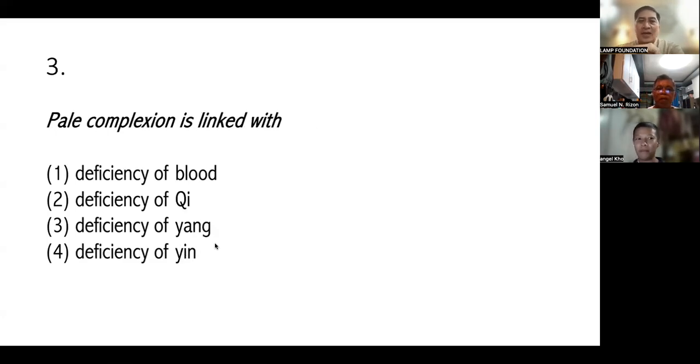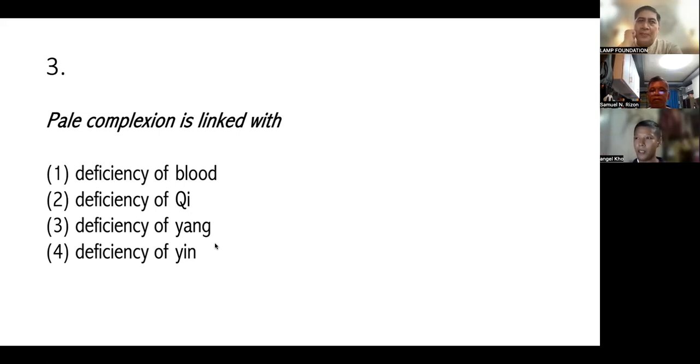Okay, number 3. Pale complexion is linked with... my answer is letter A: deficiency of blood, deficiency of Qi, and deficiency of Yang. Because number 4, deficiency of Yin, is reddish on the cheeks, Doc. Yes po, with Yin deficiency.